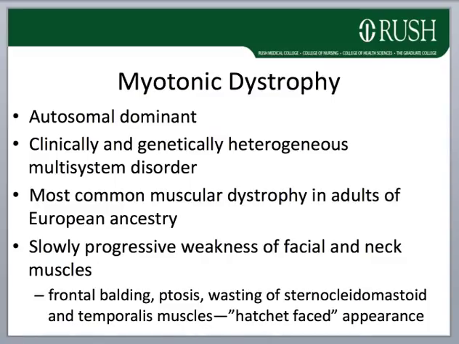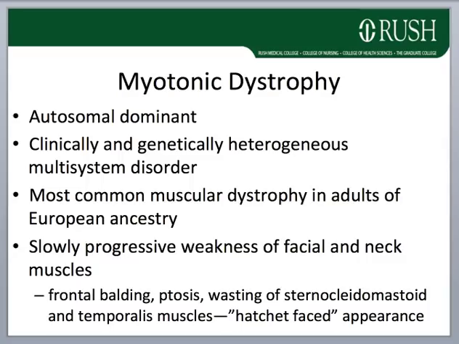Myotonic dystrophy is a clinically and genetically heterogeneous multisystem disorder which follows an autosomal dominant inheritance. It's characterized by skeletal muscle weakness and myotonia, that is, abnormally slow or delayed muscle relaxation following normal muscle contraction, cardiac conduction abnormalities, cataracts, and other abnormalities. It's the most common muscular dystrophy in adults of European ancestry.